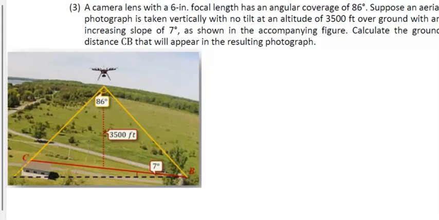All right, so in this problem, there are a few things you need to understand based on the information given. It says that the photograph is taken vertically with no tilt. That's really important to know, that the camera is not turned one way or the other. Because there is no tilt, the length of this side of the triangle and the length of this side of the triangle are the same. And so that's real helpful here.